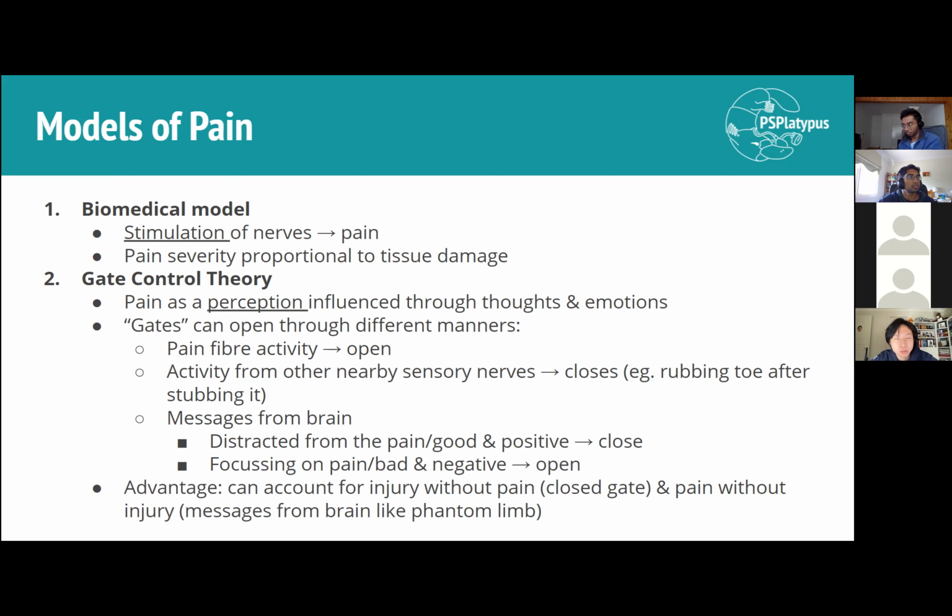The advantage of gate control theory over a biomedical model is that we can account for different situations. So injury without pain, that's a closed gate. Pain without injury is explained by messages from the brain, like the phantom limb, for example.